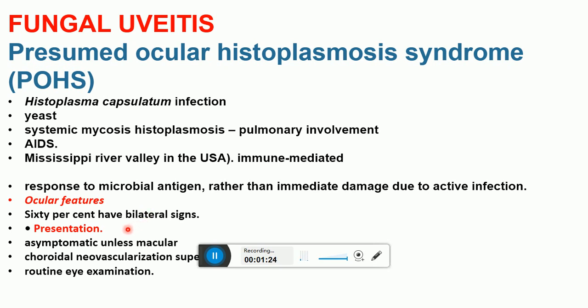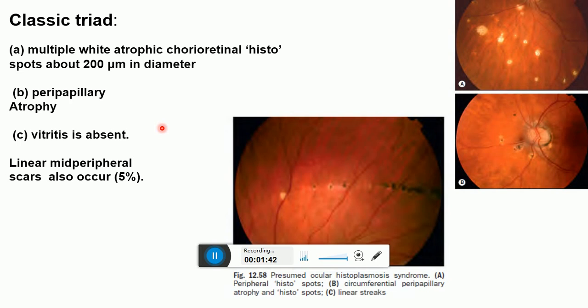Presentation. POHS is usually asymptomatic unless macular choroidal neovascularization supervenes. Signs may be discovered at a routine eye examination. There is a classic triad, in which the first is multiple white atrophic chorioretinal histospots about 200 micrometers in diameter. These are the spots. These are the chorioretinal histospots.